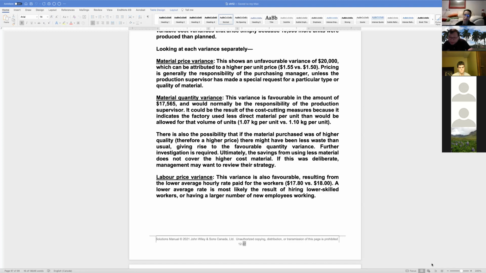So then compare that standard quantity with the actual quantity and multiply by the standard rate. That's going to be the quantity variance for the materials, right? Okay.